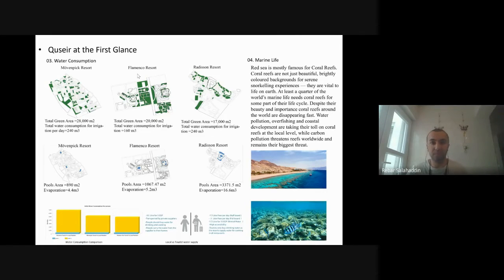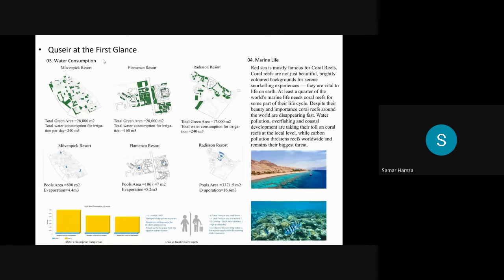Okay, hello. About the water consumption, we started to study the difference between the water consumption in each of the resources, and also the comparison between the water consumption of a local person and a tourist in Qusair. We found that tourists consume about 12 times more than the local person in Qusair. Also, the marine life and the coral reefs in Qusair are suffering so much because of the bleaching, because of the bad use of the coral reefs, and the high rise of the sea temperature.